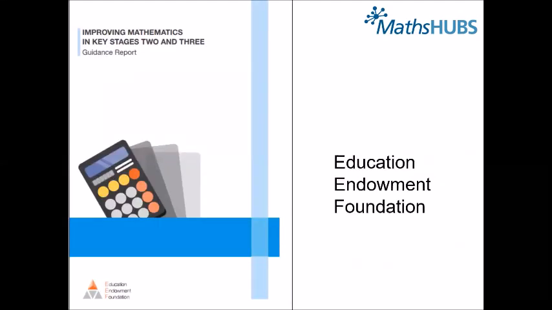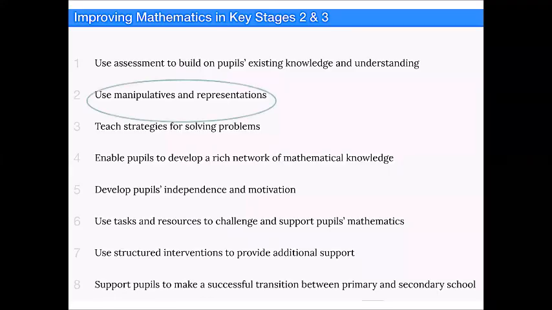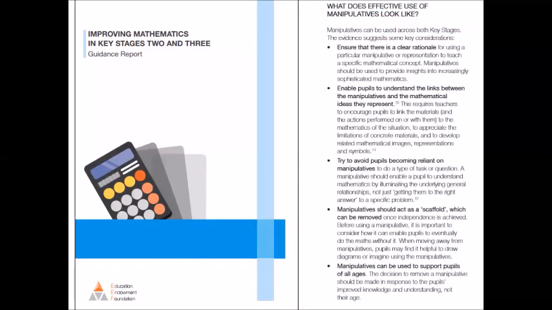If you haven't seen this document, the Education Endowment Foundation have made this very useful booklet. In fact, it's next to me. Improving Maths in Key Stage 2 and 3, well worth having a look. And number 2 there, use manipulatives and representations, well worth having a look at to see how it fits with your own practice, but also working with your own team. I showed this last time as well, but the bottom right is the one thing I'd like to really go to. It can be used to support pupils of all ages. I know someone in the last session talked about their GCSE resit class, and I would restart it with algebra tiles, absolutely.